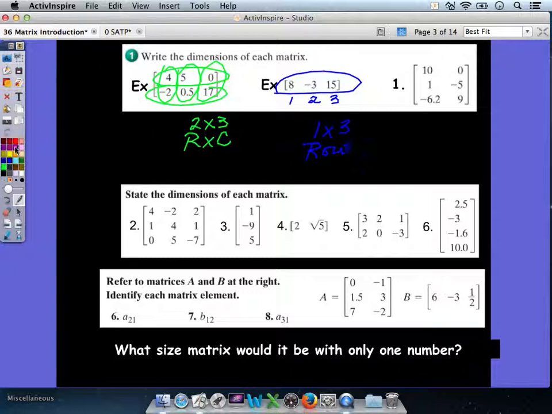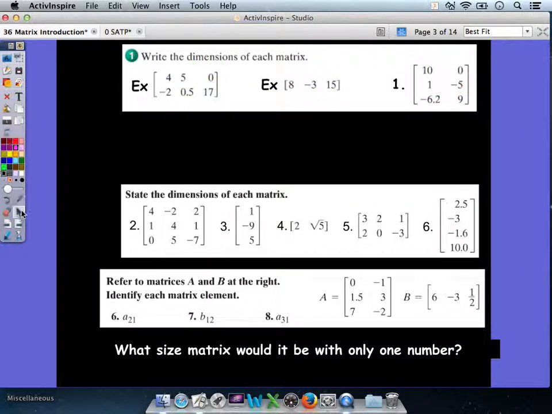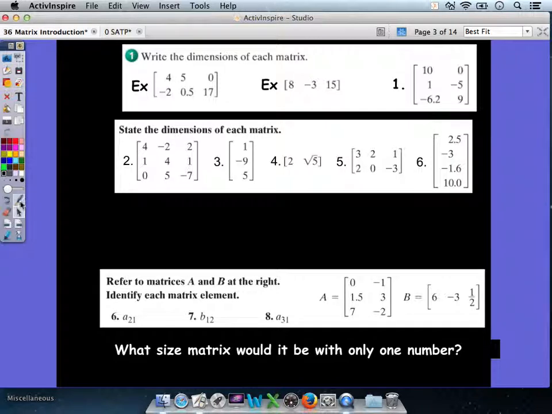Number 1, I have 3 rows, and then I have 2 columns. So 3 rows by 2 columns is a 3 by 2 matrix. And by now you should be able just to see those and to determine what they are. Again, down here, we're looking at rows by columns. We have 3 rows. And then we have 3 columns, 1, 2, and 3. And this is a 3 by 3. Because they're the same, we call this a square matrix.